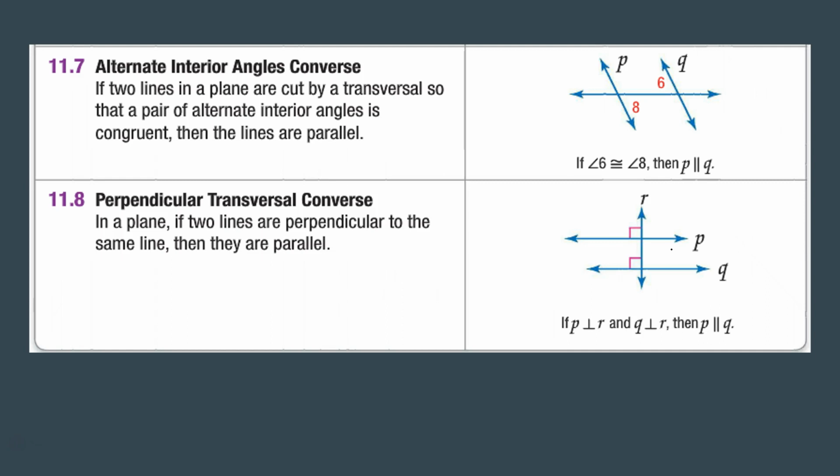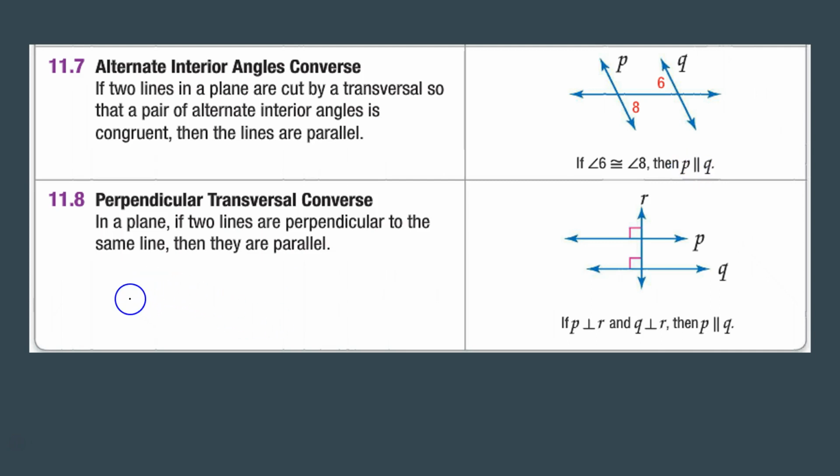Then we have alternate interior angles converse. If two lines in a plane are cut by a transversal so that a pair of alternate interior angles is congruent, then the lines are parallel. So we have our two lines, lines P and Q once again. And this is our transversal, the line that intersects both lines P and Q. And we have alternate interior angles, in this case angle 6 and angle 8. These are congruent. And if they are congruent, we know that lines P and Q must be parallel.